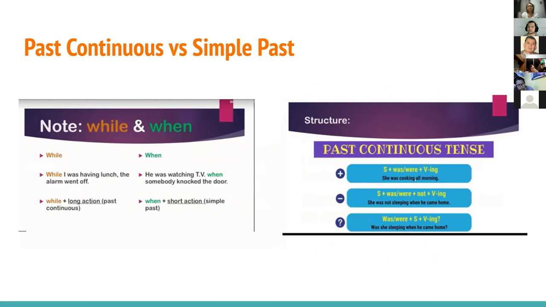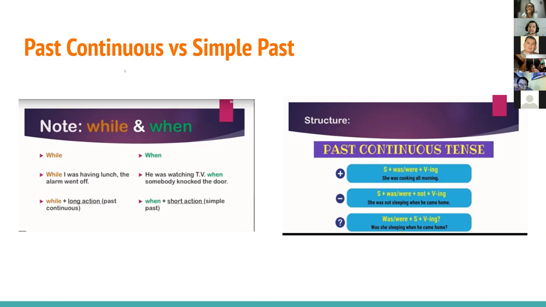She was cooking all morning. This is in negative, subject plus was, were, plus not, plus verb in ing. She was not sleeping when he came home. And the question, right? Was, were, plus subject, plus verb in ing. Was she sleeping when he came home?